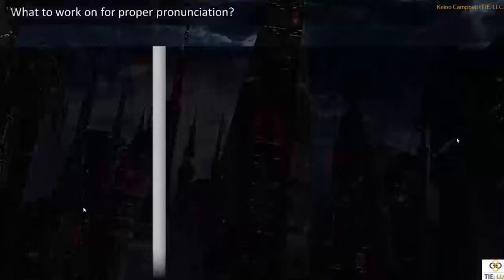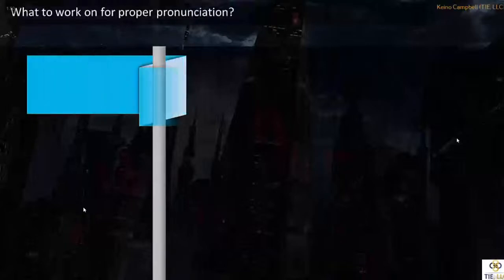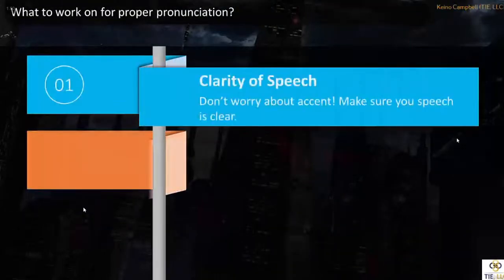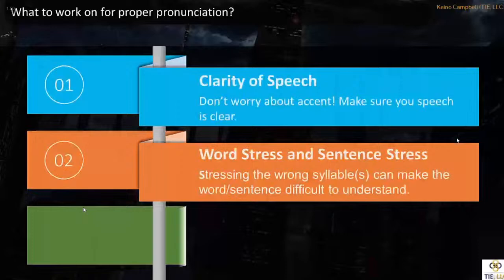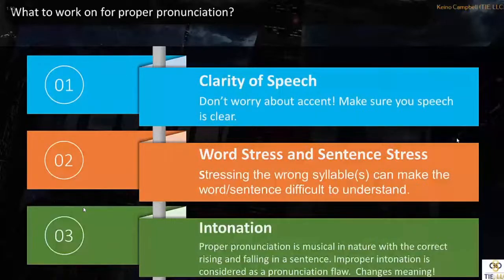Now, what to work on for proper pronunciation? Number one, work on your clarity of speech. Don't worry about accent. Be clear. Have very clear speech. Next, learn how to work on word stress and sentence stress. If you've heard me say sentences so far, you've heard me use word stress. You've heard me use sentence stress. Also, intonation. Speaking English is very musical in nature. What I mean by that is there are natural rises and falls throughout a sentence. It's not flat.